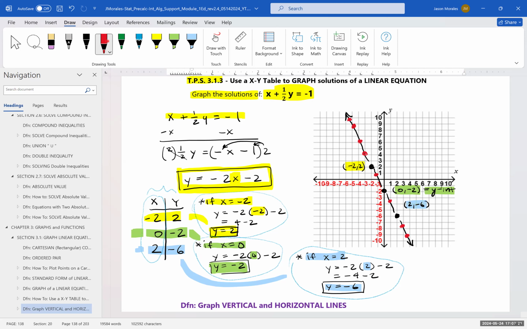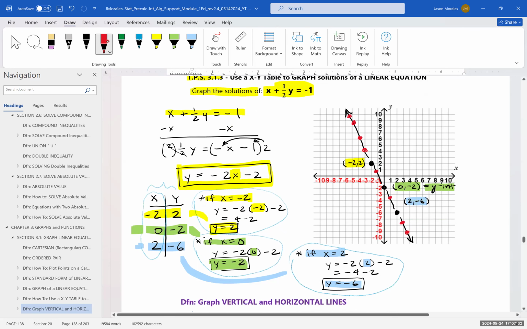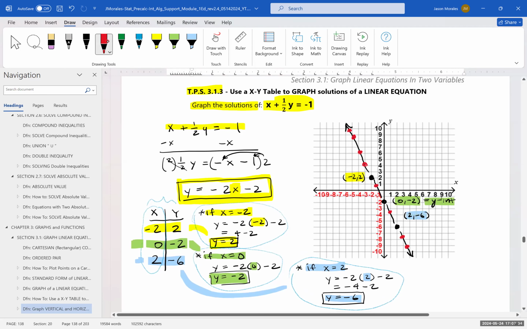So, don't be afraid if you didn't choose the same values of x I did. That's okay, as long as you got the same line that I did, then that's fine. Okay. All right. Let me know if you have any questions.